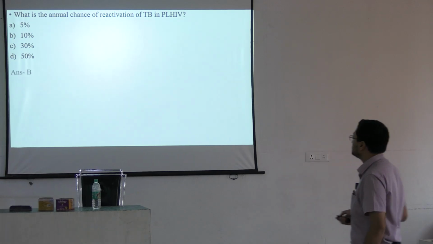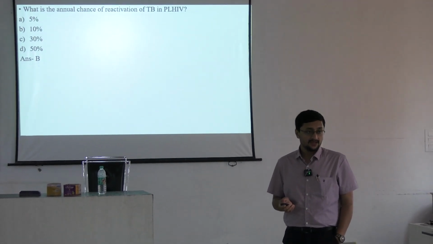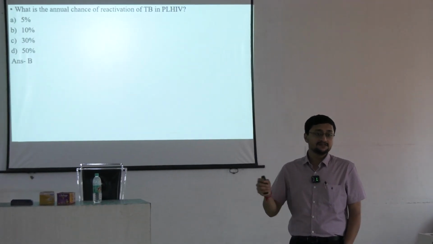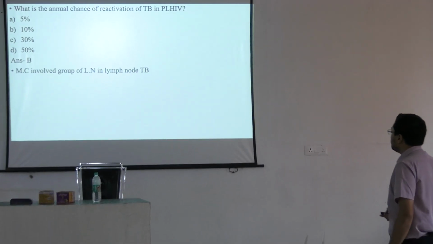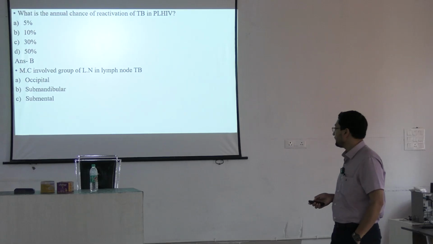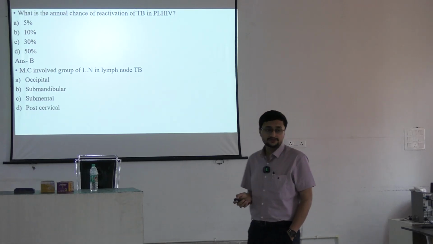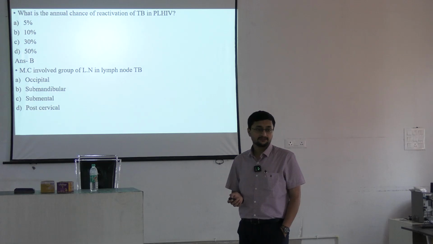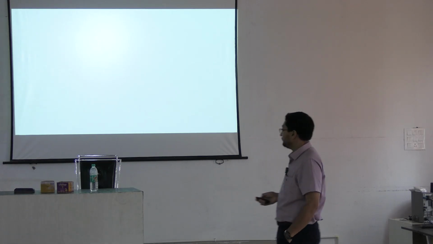So the chance is 10%, annual chance of reactivation in people living with HIV, and in people not having HIV it is less than 5%. So most common involved group of lymph node in lymph node tuberculosis. So is it occipital, submandibular, submental or posterior cervical? Posterior cervical. Which one? Yes, this is D, posterior cervical group of lymph node.